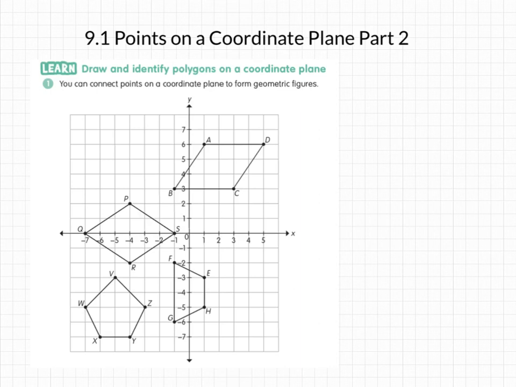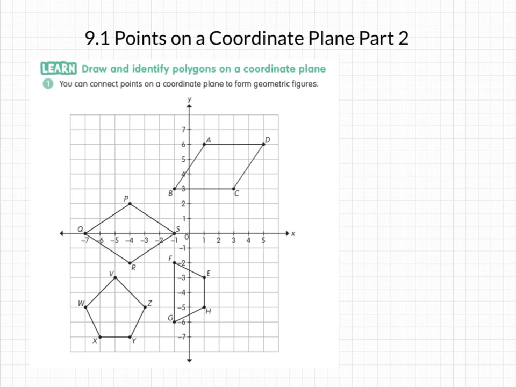So today, we're going to be doing a video over 9.1, Points on a Coordinate Plane, Part 2. So this is the second part of the video that you watched before. In this video, we're going to be looking at shapes that you can make on a coordinate plane by connecting some of the points that you place there.